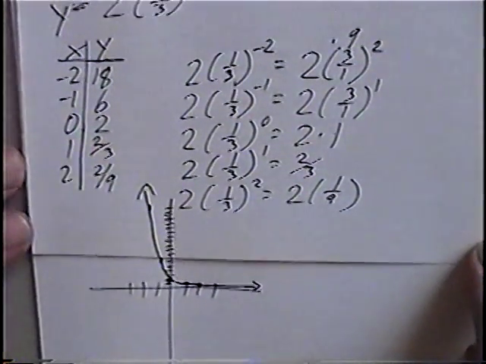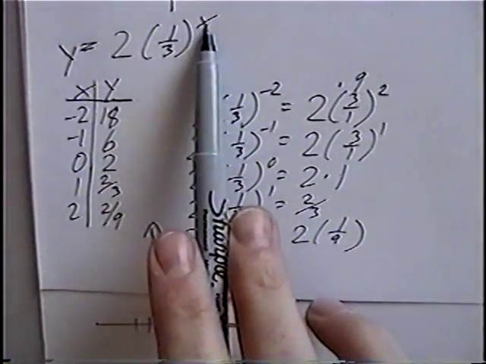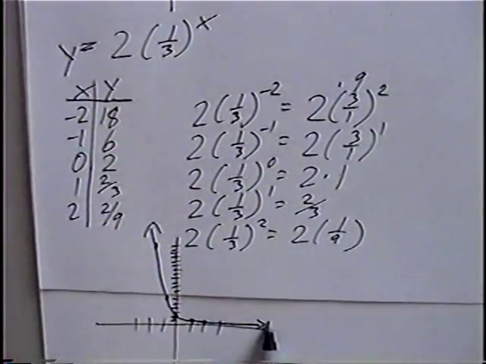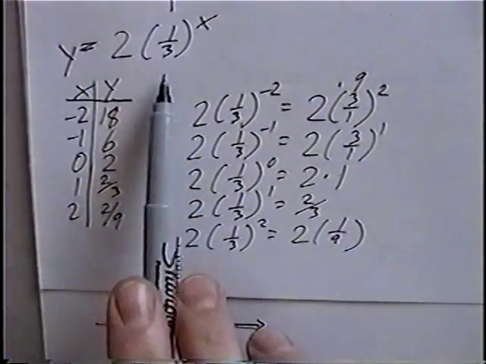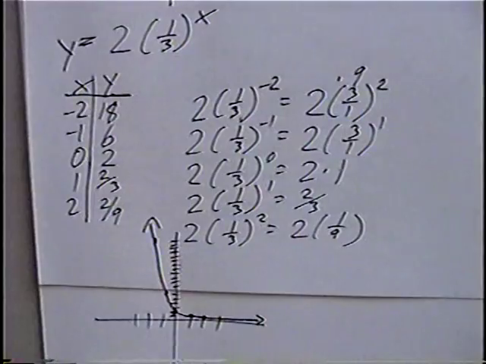The difference on this graph is if you have a fraction as the base being raised to the exponent, it curves down to the right. If we had a whole number like we had 2 before, then it curves up to the right.